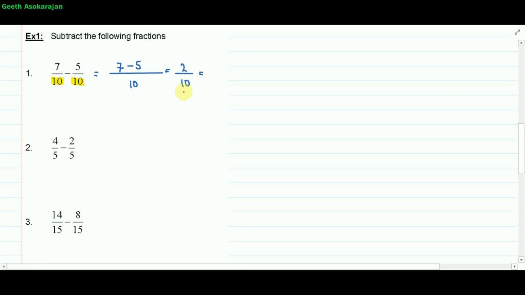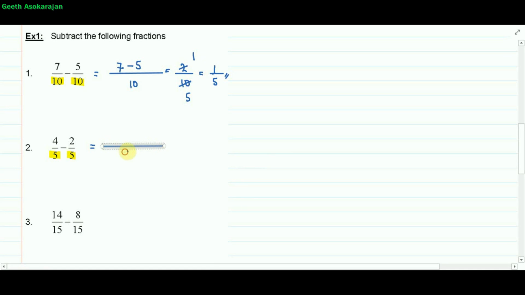Now I can simplify this further. So 2 goes into 2 once, and 2 goes into 10 5 times to give me an answer of 1 over 5. So that should be the solution to number 1. Right, for number 2, let's check the denominators. Denominator of 5 here, denominator of 5 here. The denominators are the same.